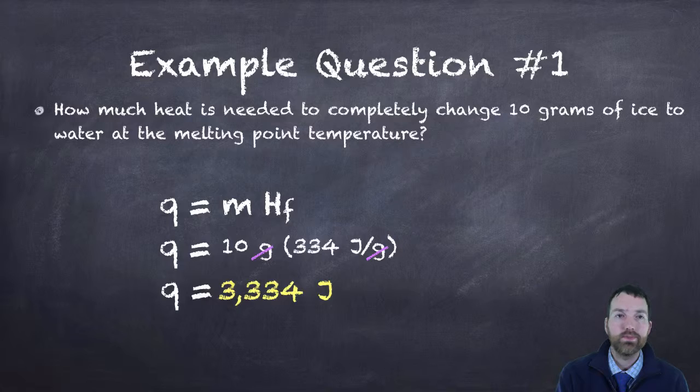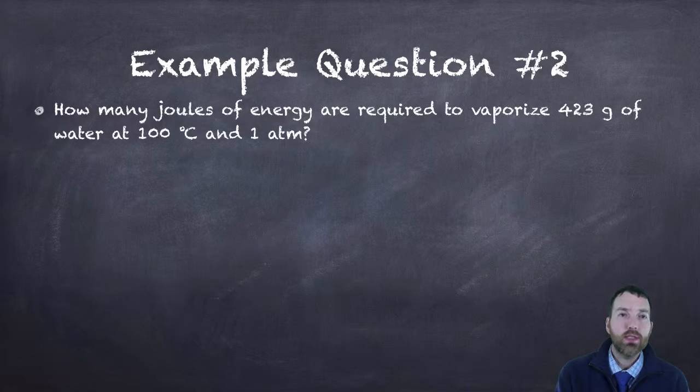3,340 joules. Next question says, how many joules of energy are required to vaporize 423 grams of water at 100 degrees Celsius in 1 atmosphere of pressure?